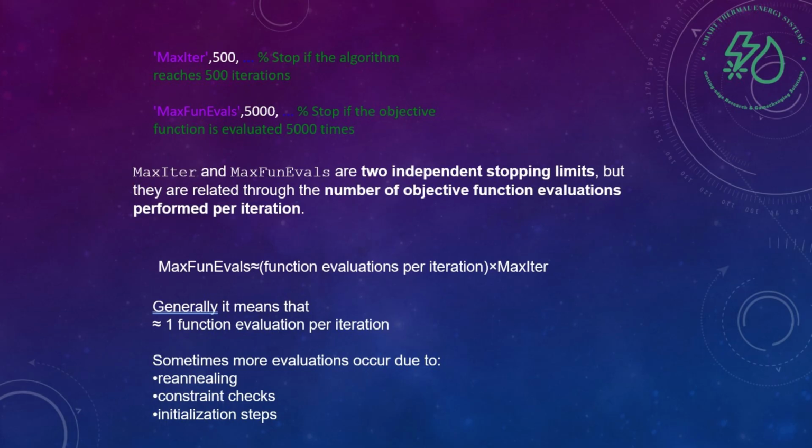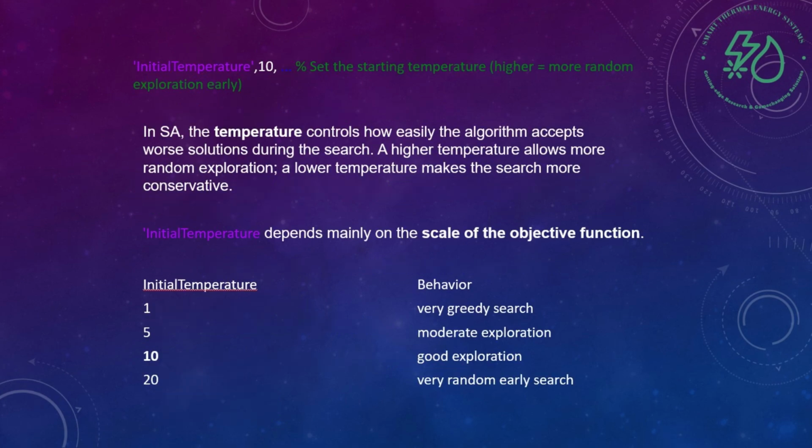The other option is initial temperature. It is 10, and we set the starting temperature, and we know that if it is high enough, it means that we have more random exploration at the earliest stage. In simulated annealing, the temperature controls how easily the algorithm accepts worse solutions during the search. A higher temperature allows more random exploration. A lower temperature makes the search more conservative.